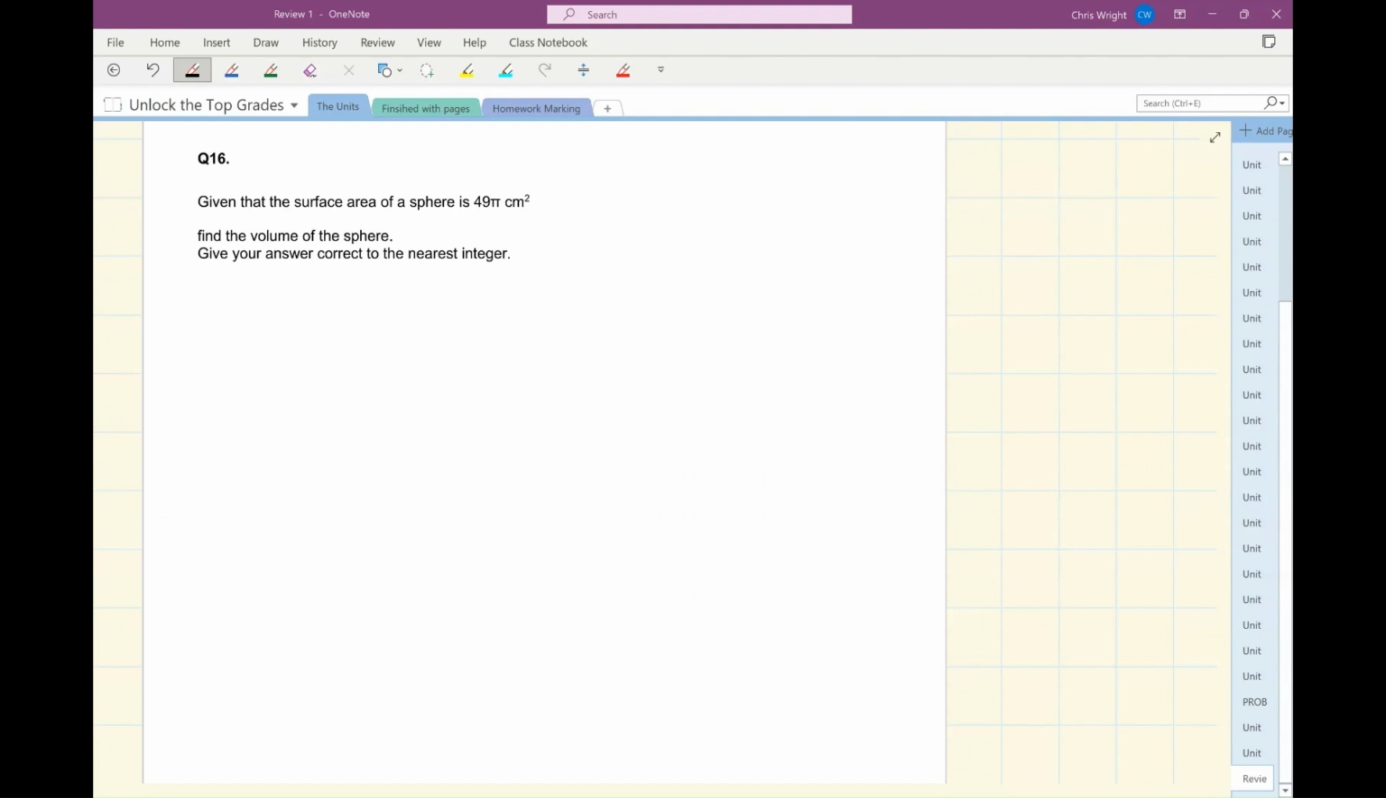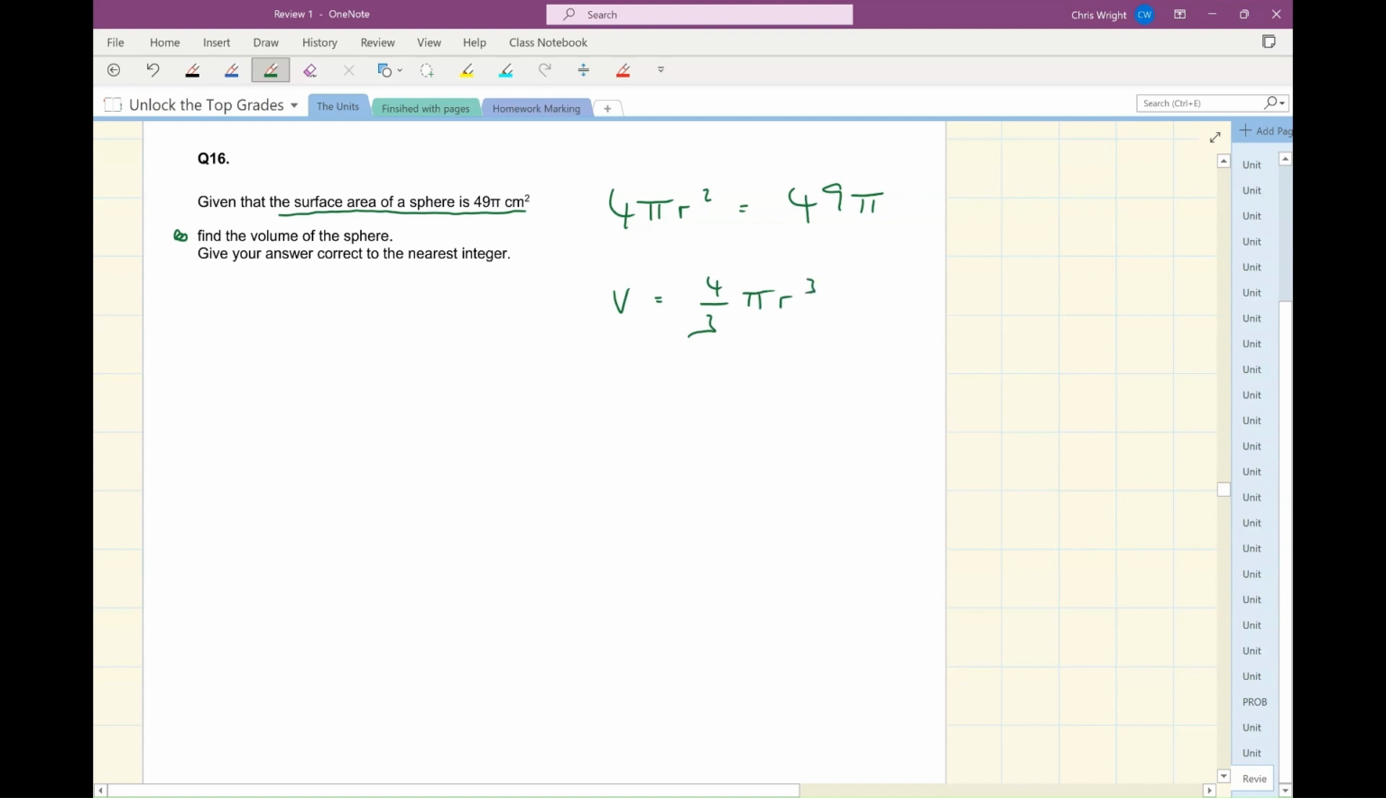Question 16. Given that the surface area of a sphere is that, wait a minute, the formula for the surface area of a sphere, 4 pi r squared, so it's telling us that 4 pi r squared is equal to 49 pi. Okay, given that the surface area of the sphere is that, find the volume of the sphere. Now, what's the formula for the volume of a sphere? The formula for the volume of a sphere is 4/3 pi r cubed. So we might want that in a minute. Given that the surface area of the sphere is 49 pi, so that gives me that equation.